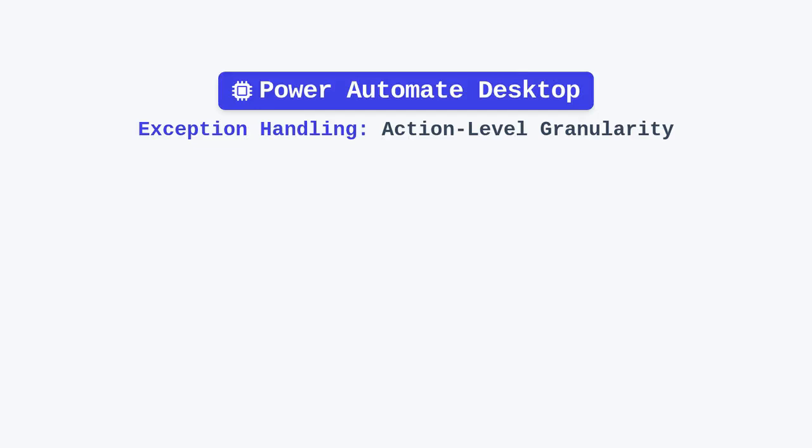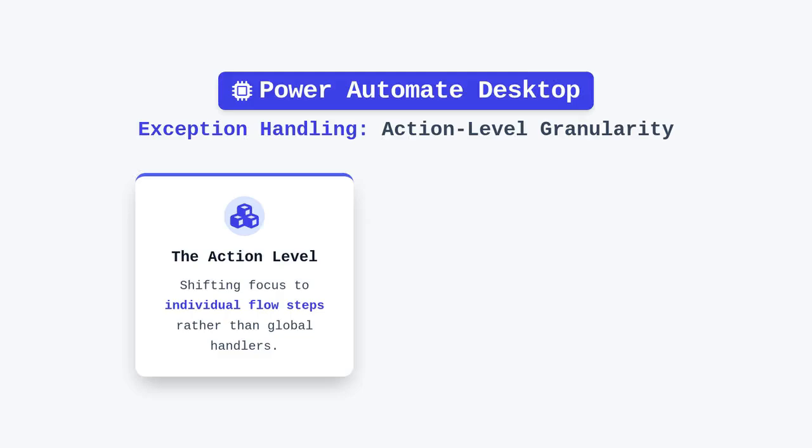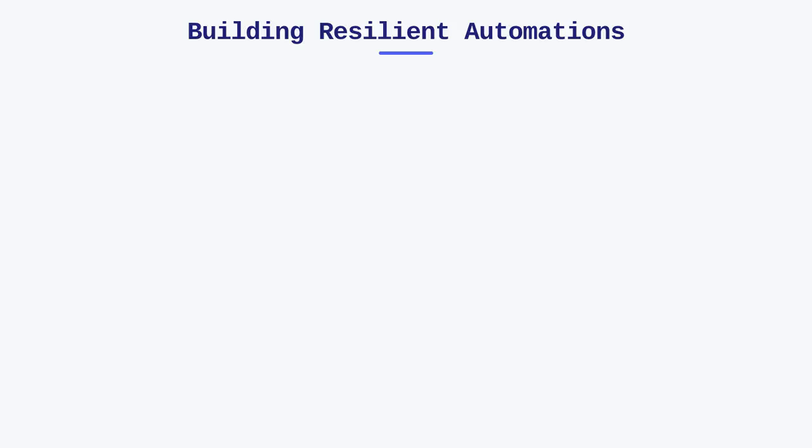Welcome back. Today, we are shifting our focus to the granular mechanics of exception handling at the level of individual Power Automate desktop actions. When we automate complex business processes, the assumption that every action will succeed on the first attempt is often the primary reason automations fail in production.